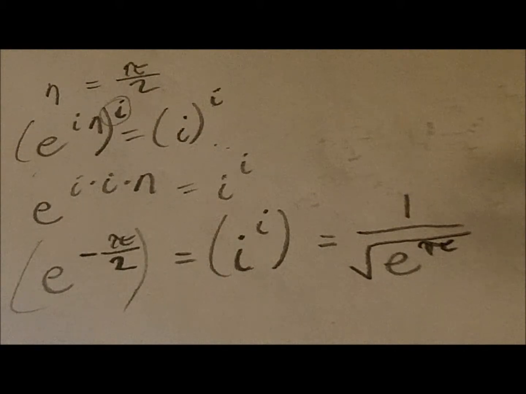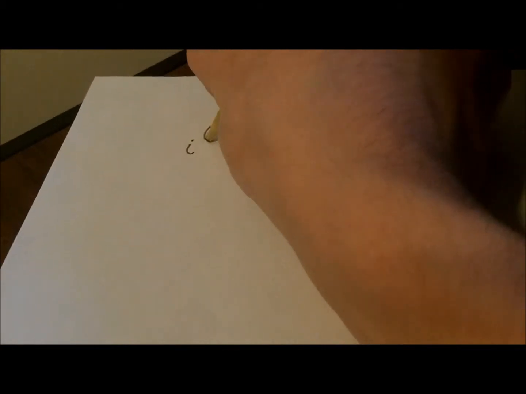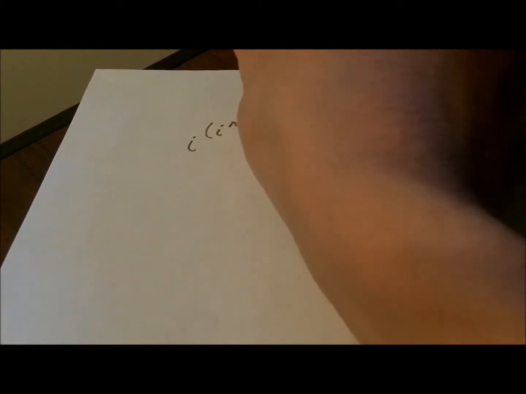What I tried to do after this, in order to extend this, I found another interesting pattern that I'd like to share. On a more general note, what I'll basically be studying is what is i to the quantity of i to the n, for varying values of n.